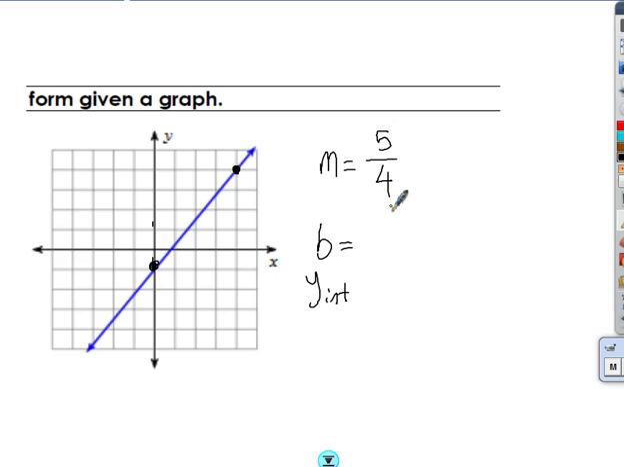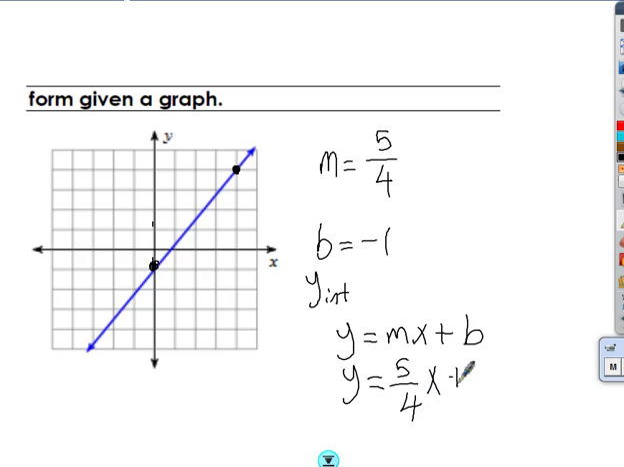Y-intercept is the intersection of the line with the y-axis. In this case, it's -1. Our equation y is equal to mx plus b form will be y is equal to 5 over 4 x plus -1. Instead of writing plus -1, we're just going to write -1.